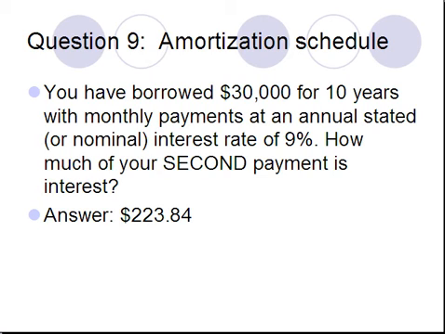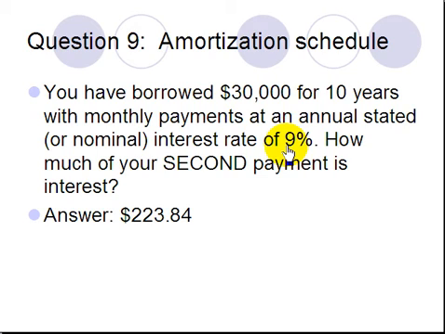In this problem, I'm going to test whether or not you understand how an amortization schedule works. We're going to break down the payments on a loan into interest payments and principal payments. In this case, we have a loan for $30,000 over 10 years with monthly payments. So we have 120 payments. Annual stated rate is 9%.